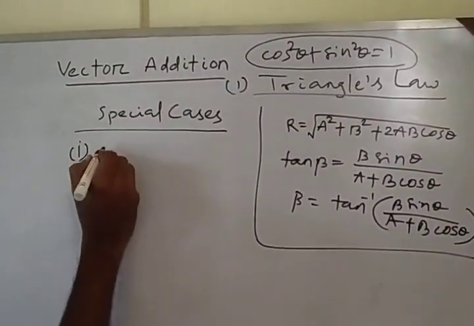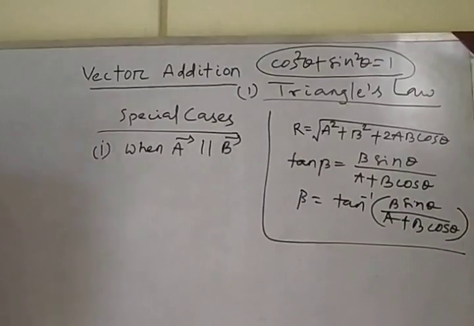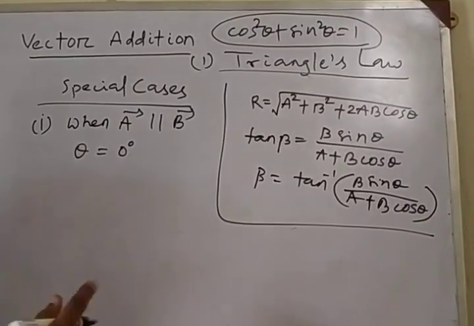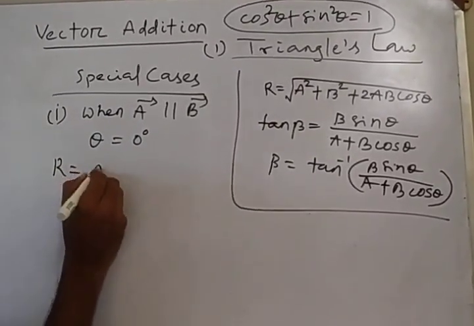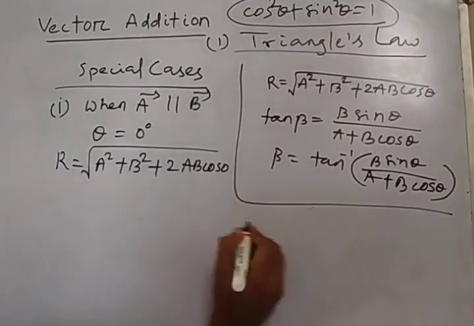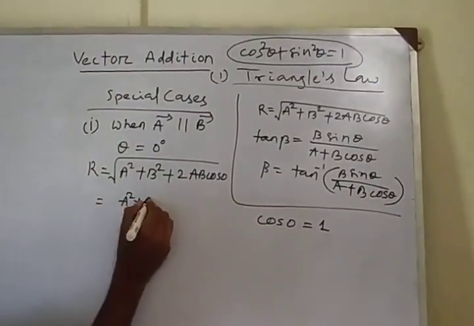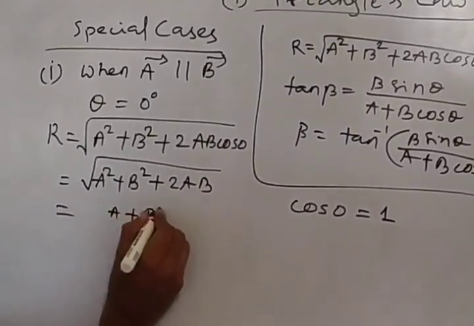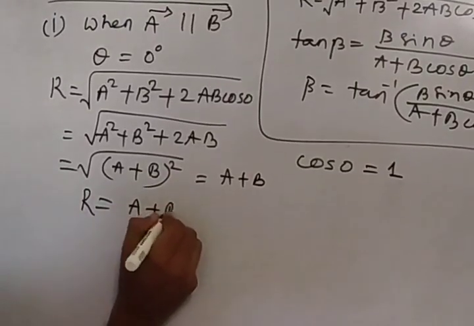So case 1: when A vector is parallel to B vector, this sign is parallel. So when A vector is parallel to B vector, it means the angle between them is 0 degrees. Already I have mentioned in my previous videos on types of vectors. So when two vectors are parallel, the angle between them is 0 degrees. So my resultant will be R equals the square root of A squared plus B squared plus 2AB cos 0. So cos 0 will be 1. So this will be the square root of A squared plus B squared plus 2AB. Now this will be the square root of (A plus B) whole squared, which is equal to A plus B. So R equals A plus B.